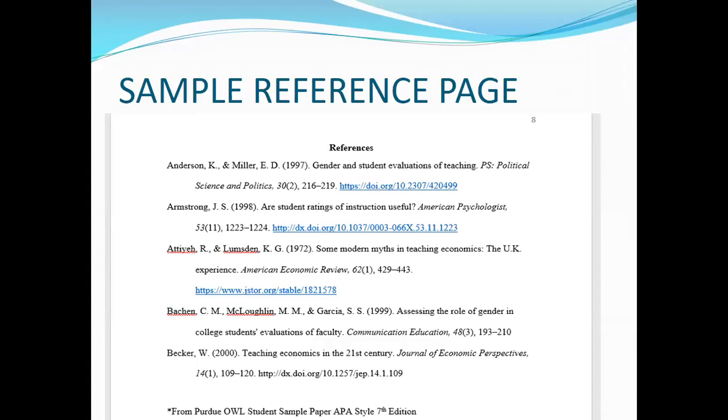So this sample page was taken from a Purdue student sample paper. It's a great website to go to. You can look at sample papers and sort of see what your paper should look like visually, okay?